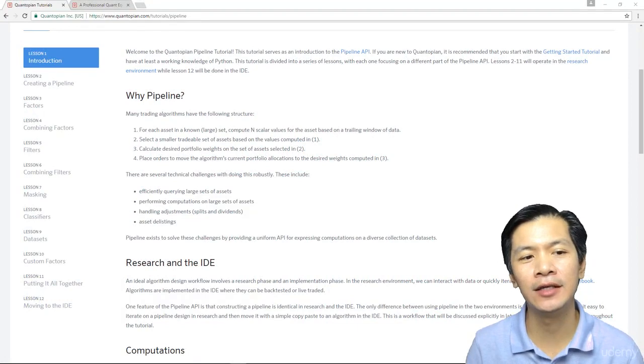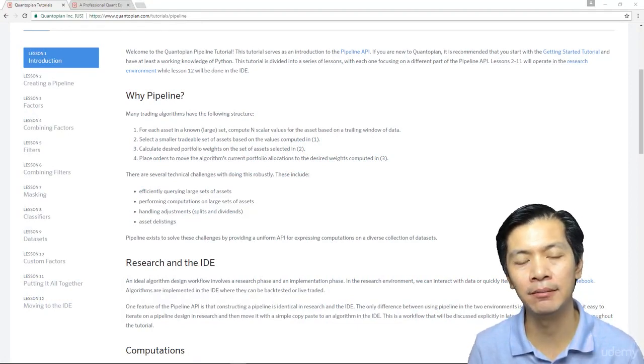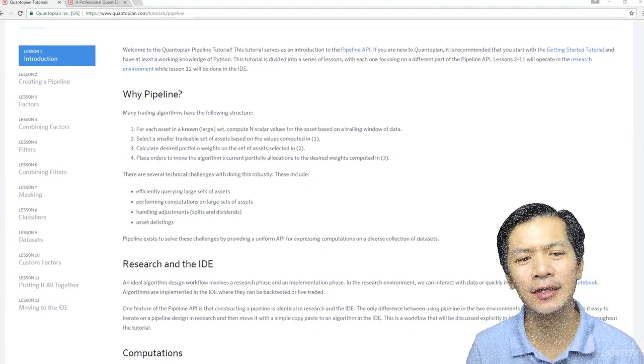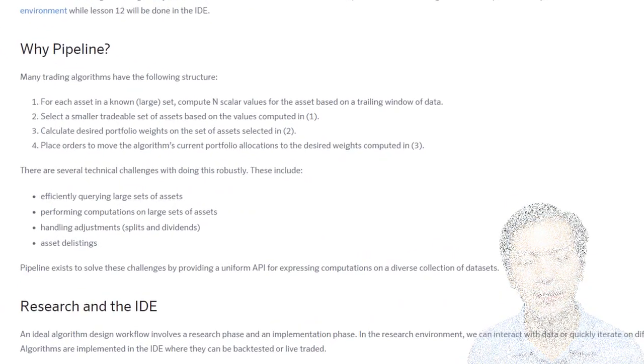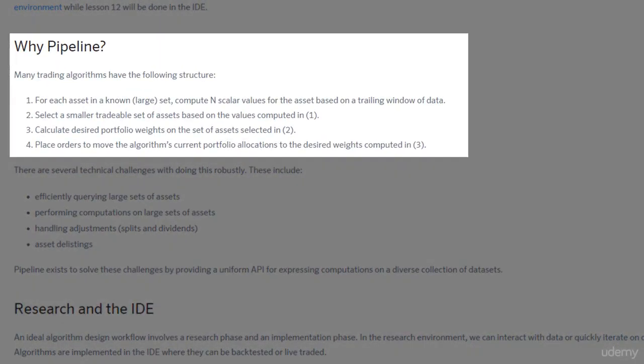In this tutorial, I'd like to cover the Quantopian pipeline. The pipeline is designed to solve trading algorithms with the following structure. The first characteristic is that for each asset in a known set, you compute the n-scalar values for the asset based on a trailing window of data. For example, these could be moving average, standard deviation, or the like.